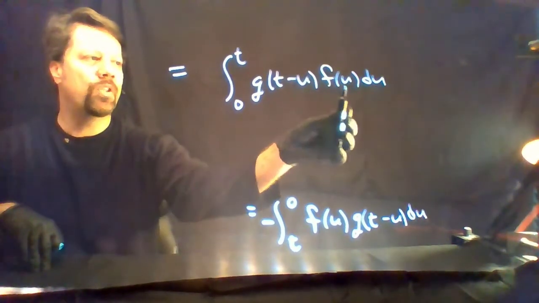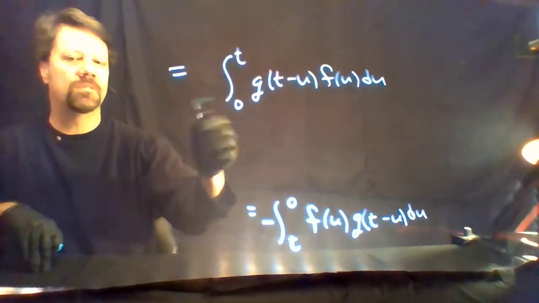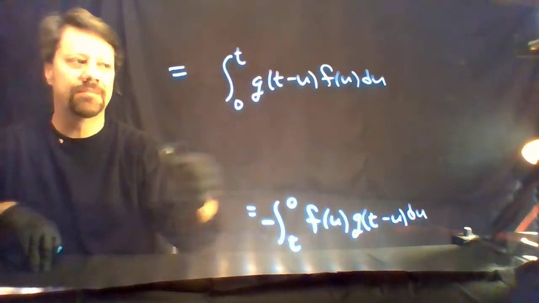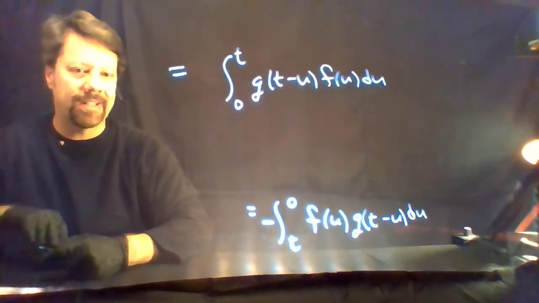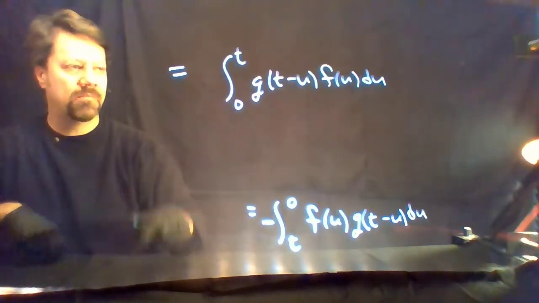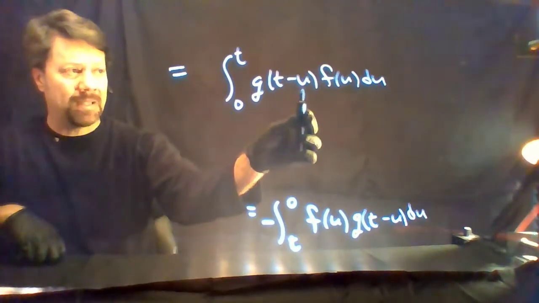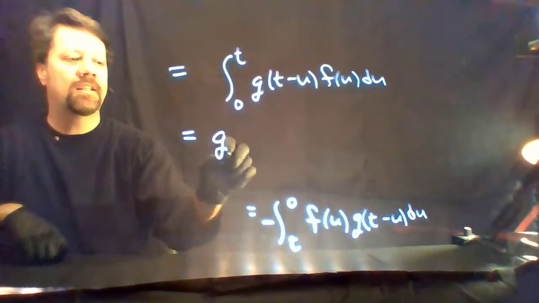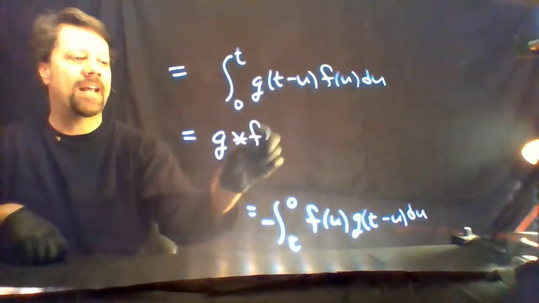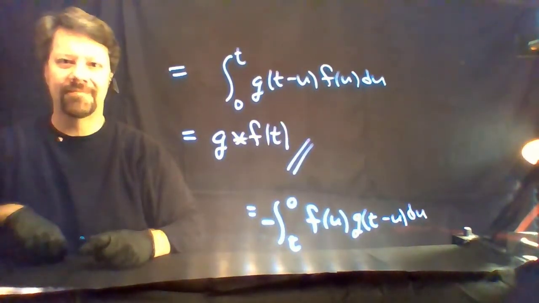The variable u is a kind of dummy variable. This is a definite integral. Whenever you integrate a definite integral, the variable that you're integrating on doesn't appear in the answer. It gets eliminated. So this is a dummy variable. We could now replace u by x if we wish. And this is then clearly g convolved with f of t, and the proof is over.